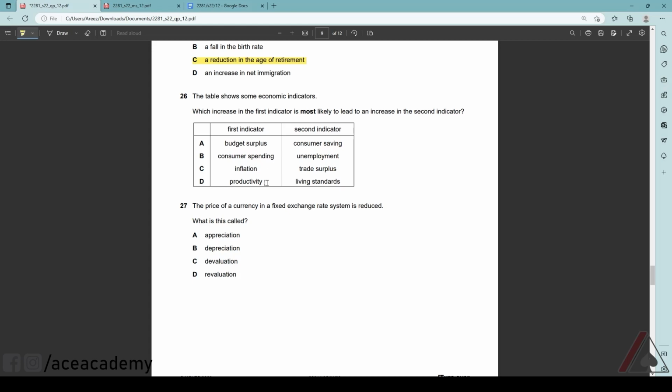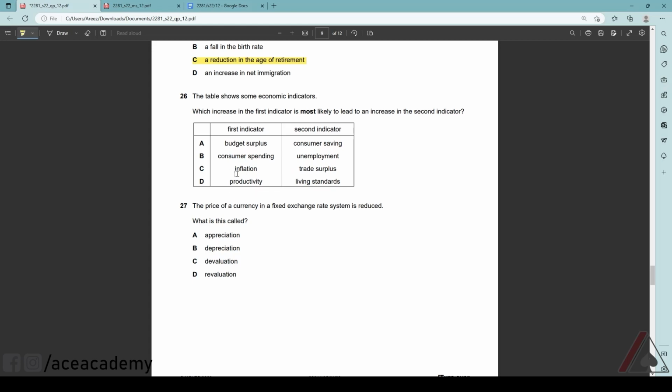Trade surplus is the net export that you're doing, right? So if your exports decrease, there definitely would not be an increase in trade surplus. There would be a decrease in trade surplus. Therefore, your inflation would not lead to an increase in trade surplus. So C is not the answer.